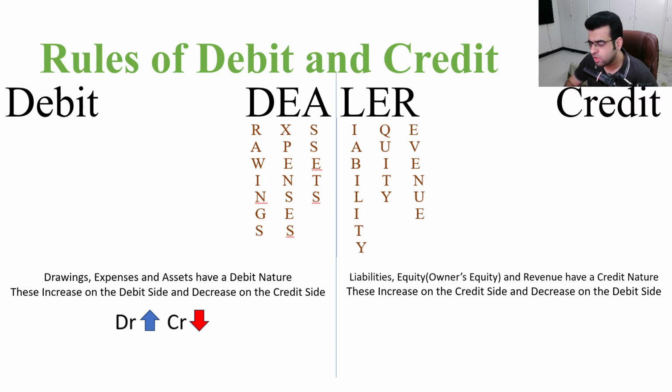Liabilities, equity or owner's equity and revenue have a credit nature. These increase on the credit side and decrease on the debit side. So this is again shown by the arrow. Debit side is the left hand side of ledger accounts, T accounts, and credit side is the right hand side of the ledger and T accounts.